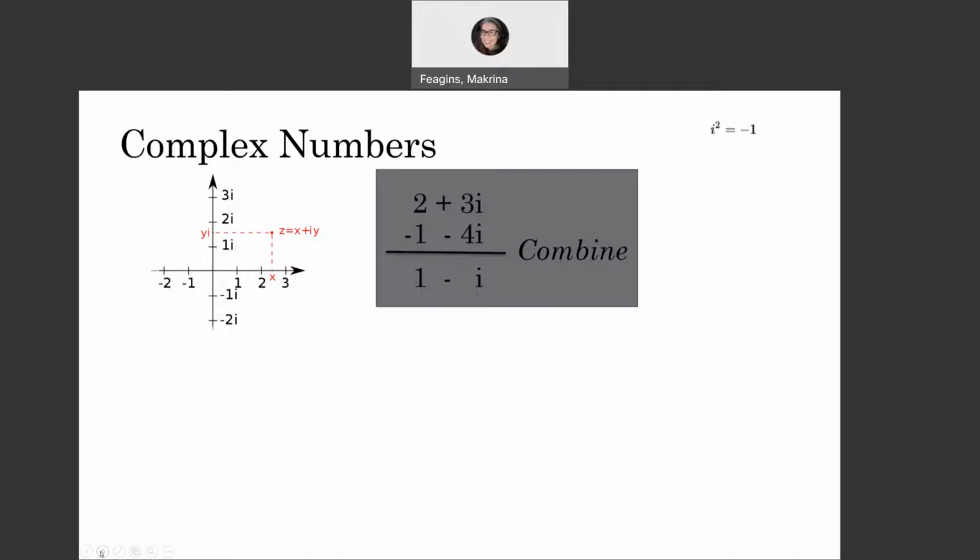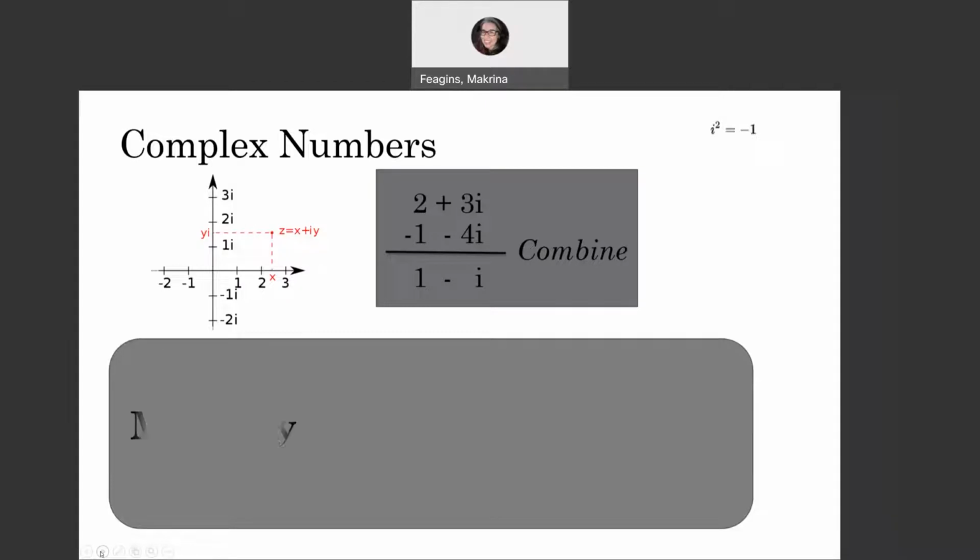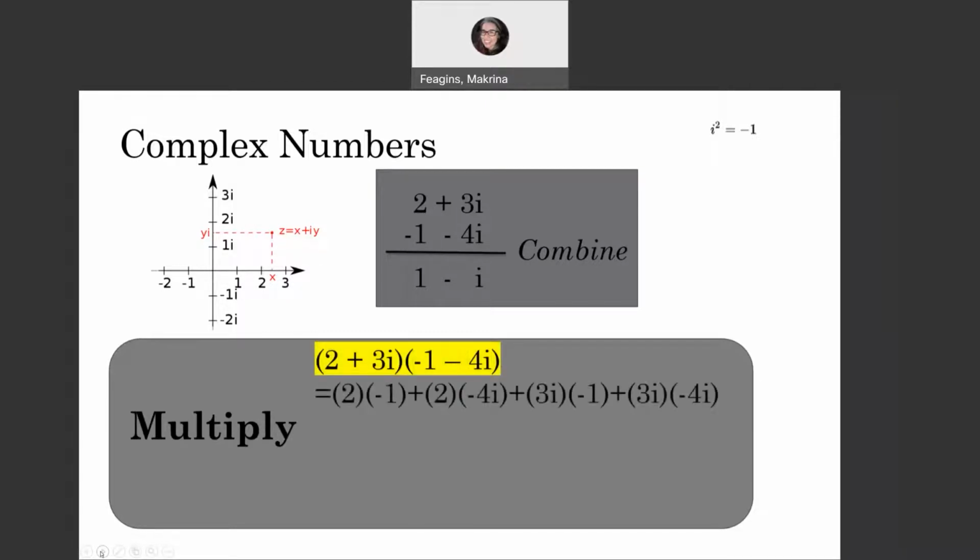And if you've forgotten, the definition for i came about from taking the square root of negative 1. So i to the second power will be negative 1. And we'll use that little fact to multiply and be able to work with complex numbers if we need to.